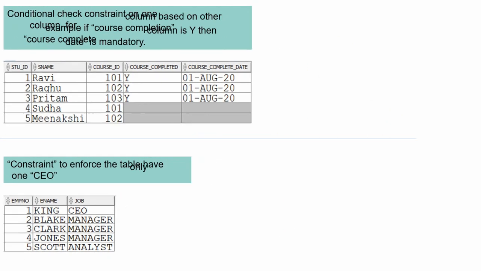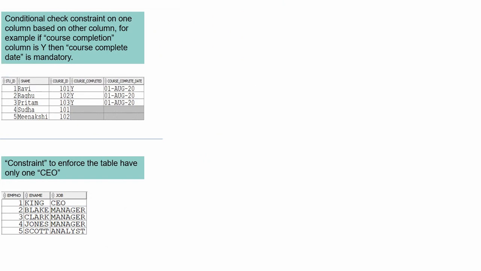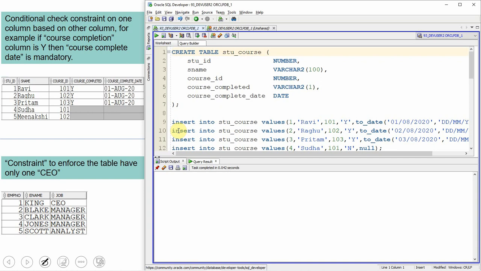Fine. Now let me show you how to implement this functionality using constraints. For the first question, I'm going to use the check constraint. Normally we use the check constraint to enforce a condition on one single column. But in this case, I'm going to use the check constraint to enforce a condition in one column based on a value in another column. For the second one, we are going to use the unique constraint only, but let me show you the demo now. So let's start with the first question.